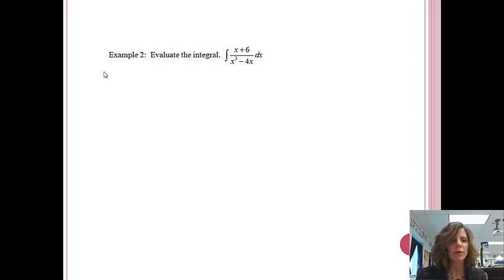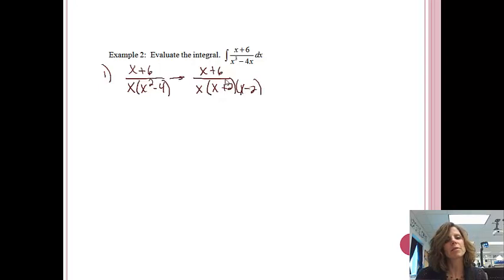So if you recall, in step 1 of partial fractions, we factored the denominator. So I'm going to leave the x plus 6 alone, and I'm going to factor the denominator. I could factor an x out, and then I'd get x squared minus 4. And then actually I could go one more step on this one because x squared minus 4 will also factor. So I'm going to have x plus 2 times x minus 2. Alright, so that was the first step.